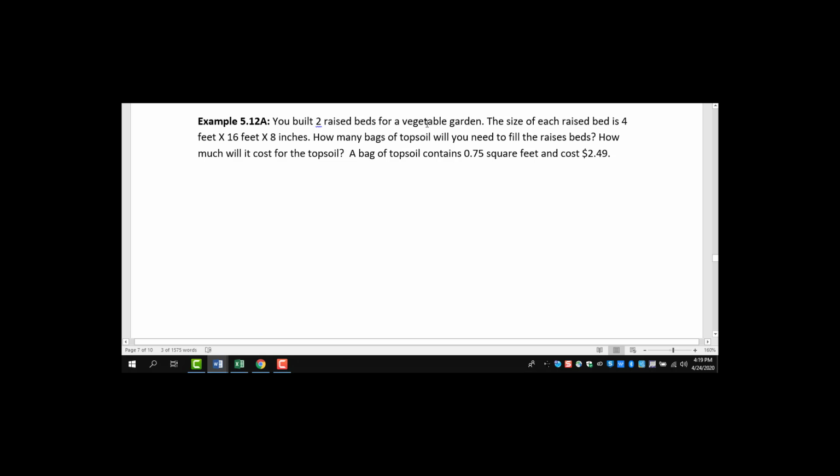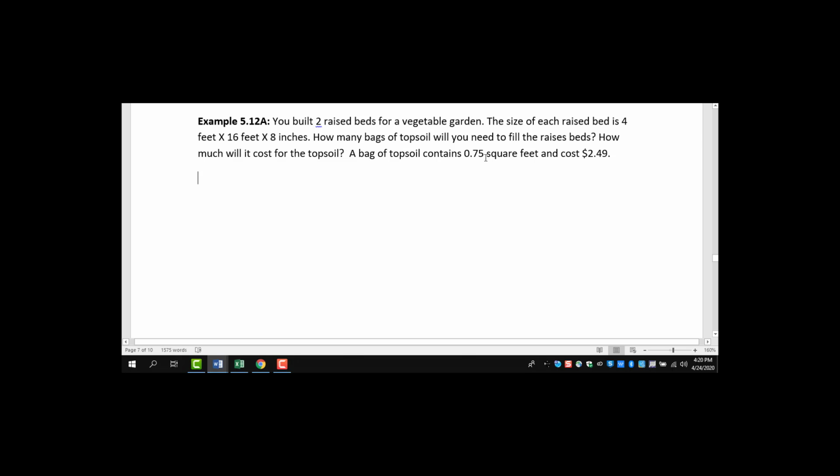All right, you build 2 raised beds for a vegetable garden. The size of each raised bed is 14 feet by 6 feet by 8 inches. How many bags of topsoil will you need to fill the raised beds? How much will it cost for the topsoil? A bag of topsoil contains 0.75 square feet. All right, we're not going to make the mistake we did last time, multiplying 4 by 16 by 8.